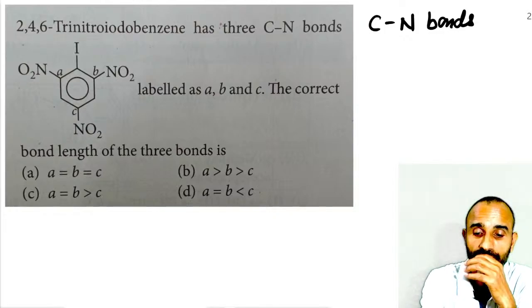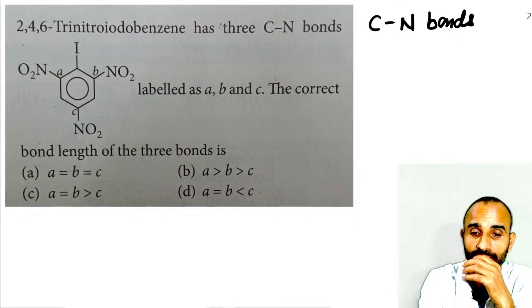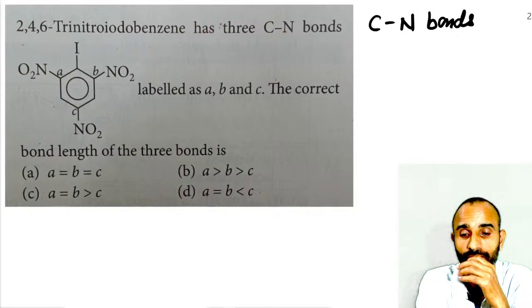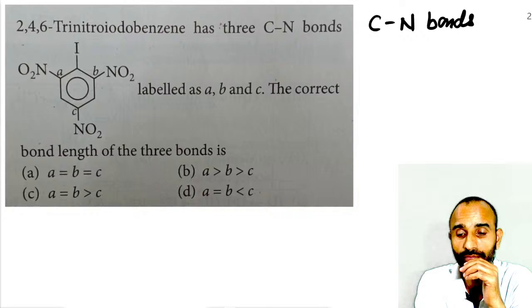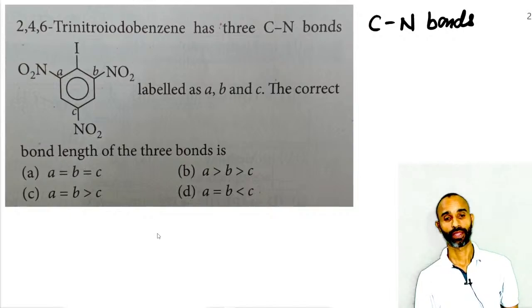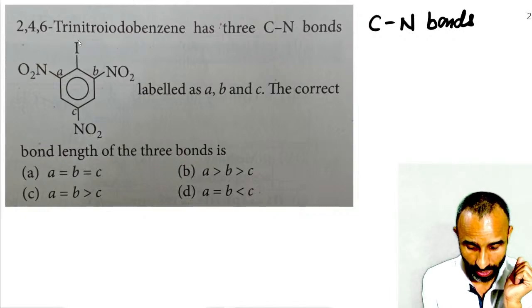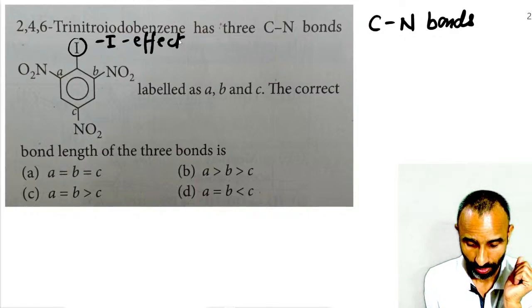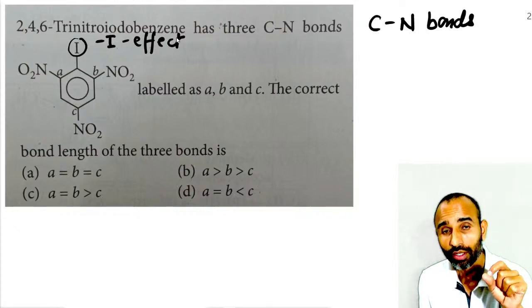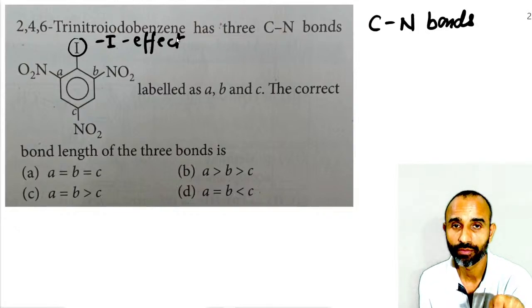Sir, option B. Iodine will reduce the electron density on A and B more than it will on C. Iodine has a minus I effect, and this minus I effect is more pronounced at the ortho position than at the para position.